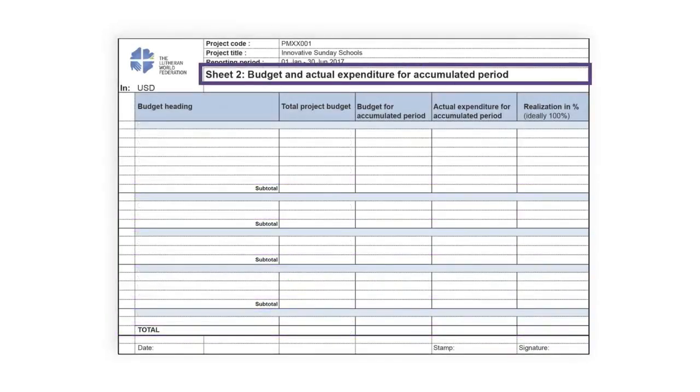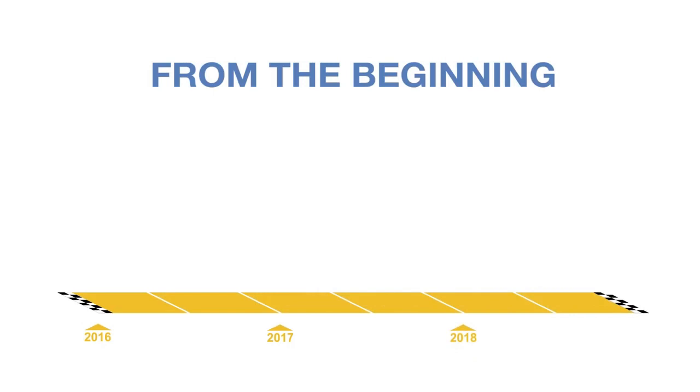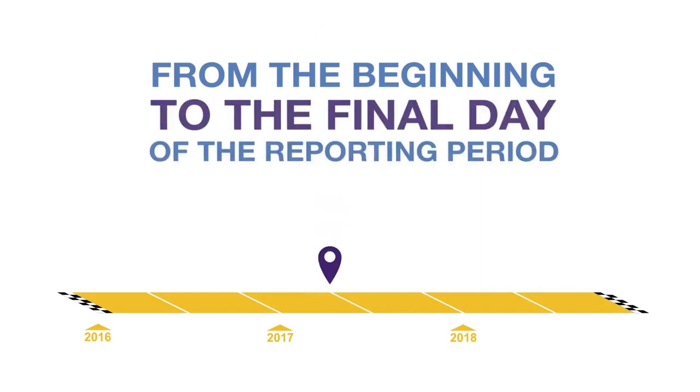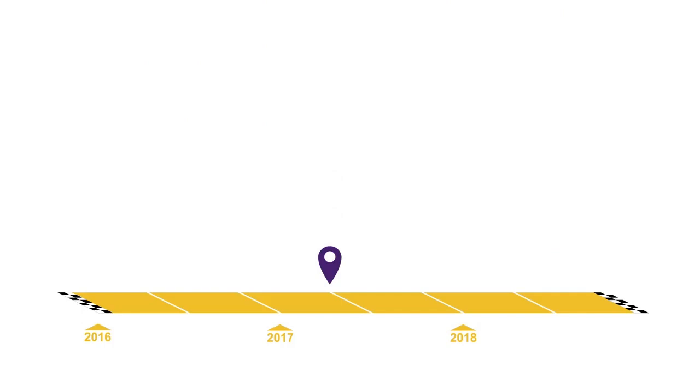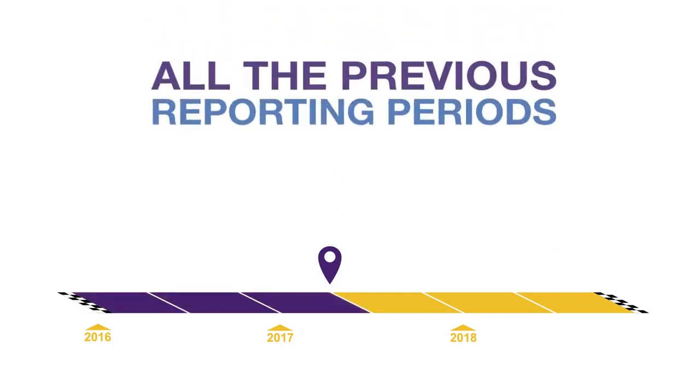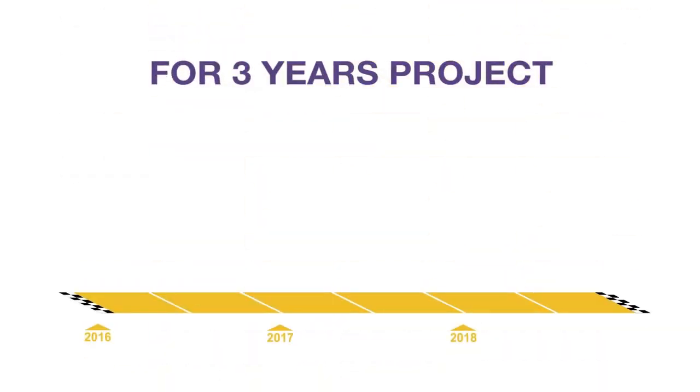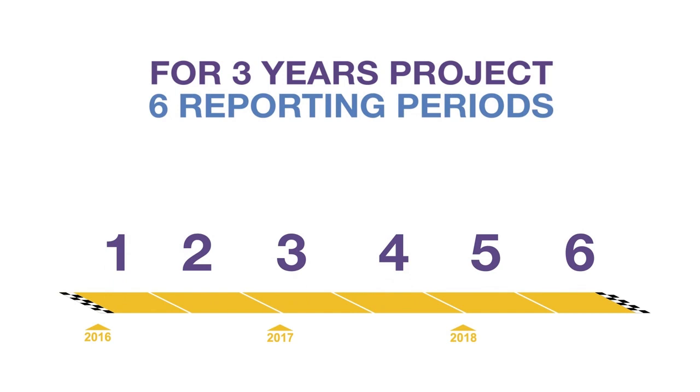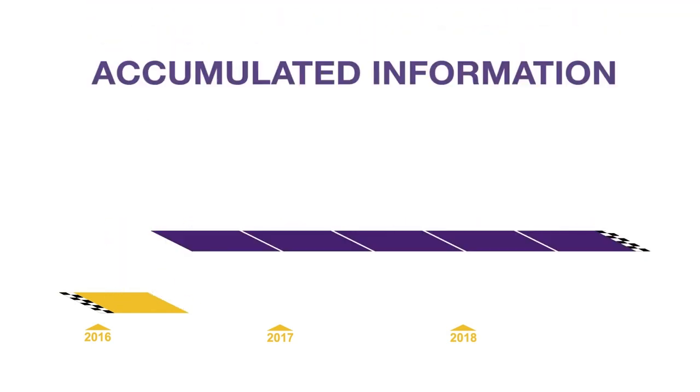Sheet 2, budget and actual expenditure for accumulated period. This sheet holds the information on budget and expenditure from the beginning of the 3-year project phase until the final day of this reporting period. This means the information covers all of the previous reporting periods. For example, if your project lasts for 3 years, there will be 6 reporting periods in total, 5 of which will require accumulated information, period 2 to 6.